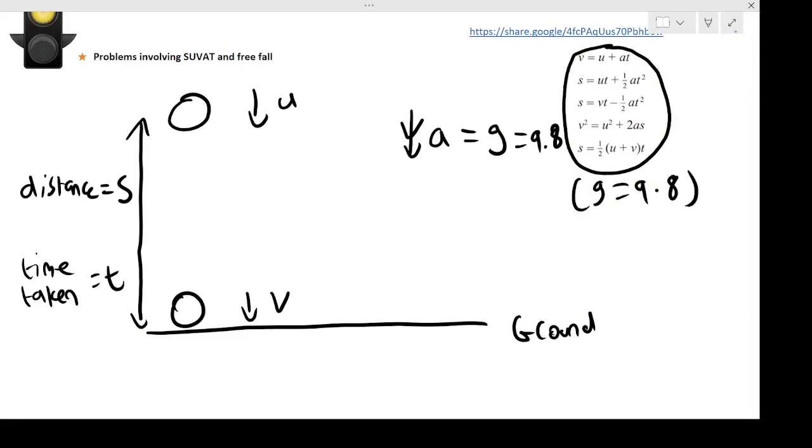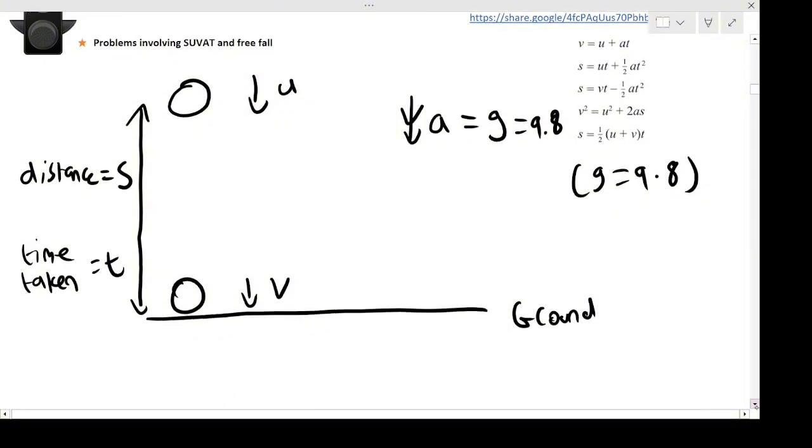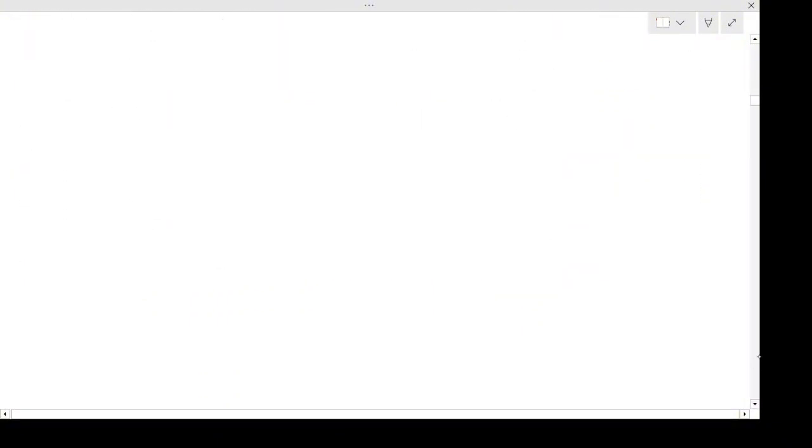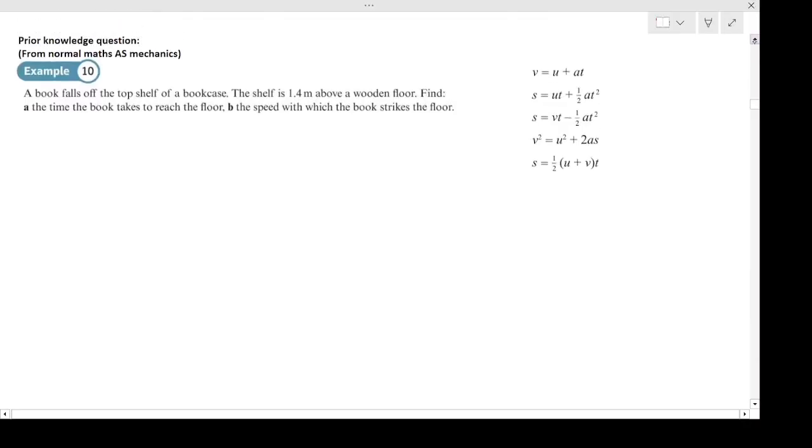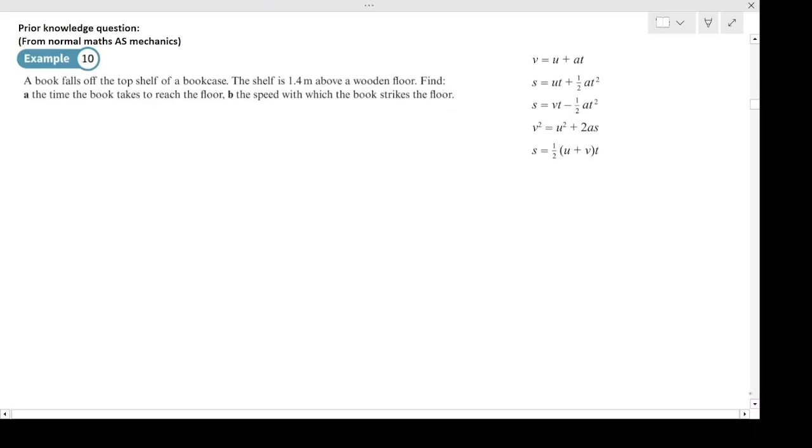Now before we look into an example related to restitution, we're going to be looking at a revision question from normal maths, just to really have a good grasp of these SUVAT equations, because that's going to be the main bulk of these questions, so we need to be proficient with it. So we're told a book falls off the top shelf of a bookcase. The shelf is 1.4 meters above a wooden floor. Find the time the book takes to reach the floor firstly.